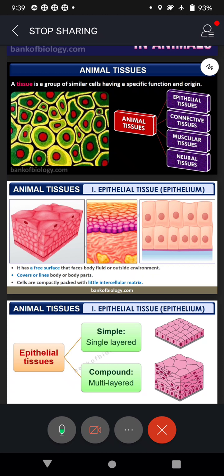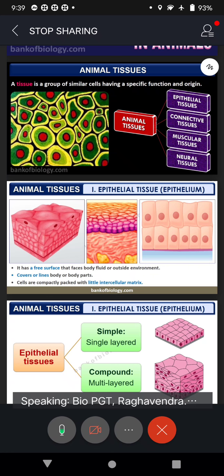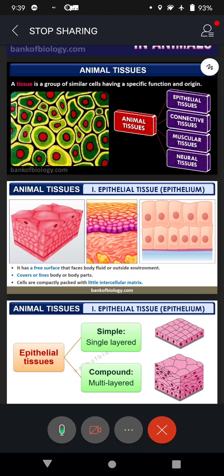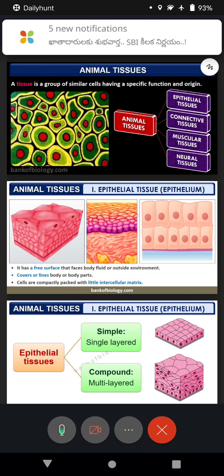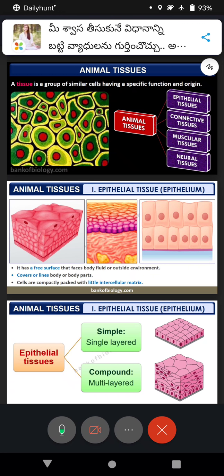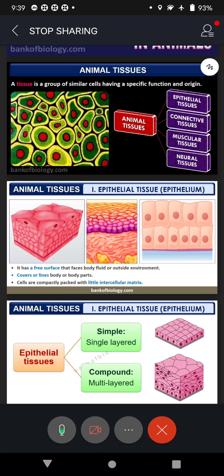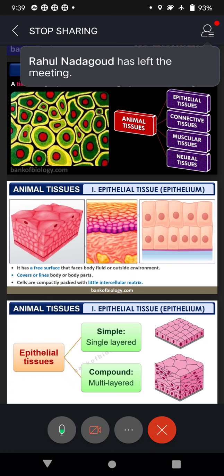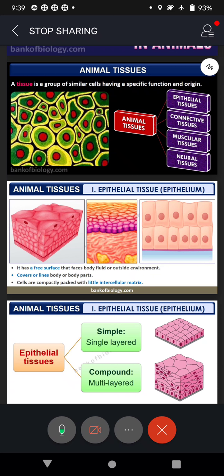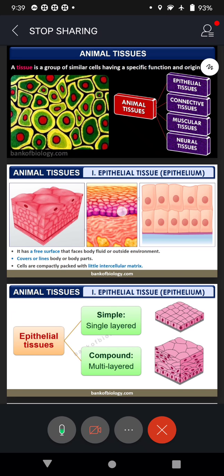So basically, if a cell has a particular shape, particular size, it is designed to perform a particular function. There is specificity. It's not that just a cell is becoming rectangular, polygonal, or cylindrical. A round cell is attaining varieties of shapes to perform a particular function.